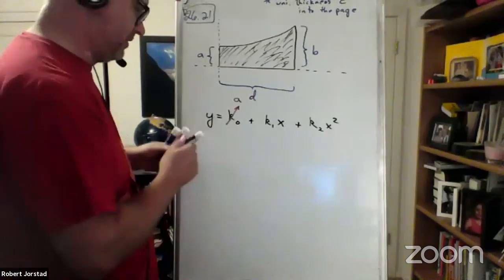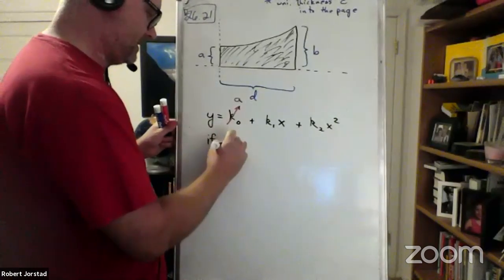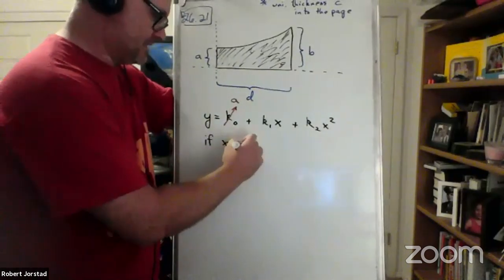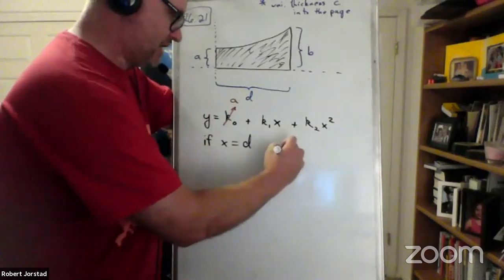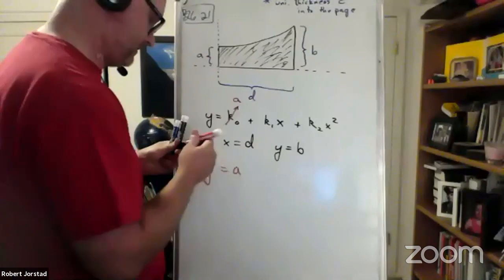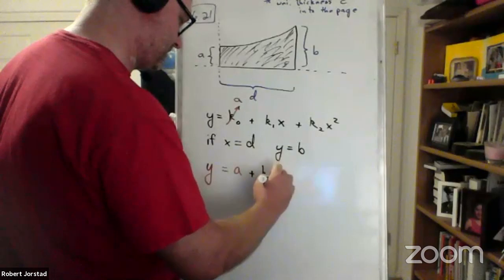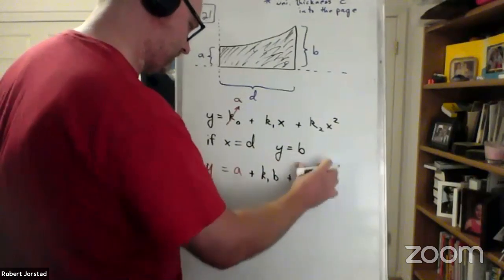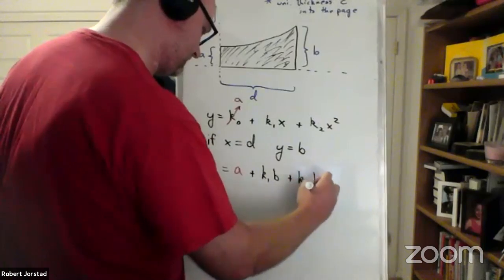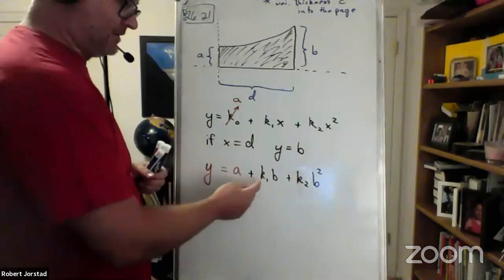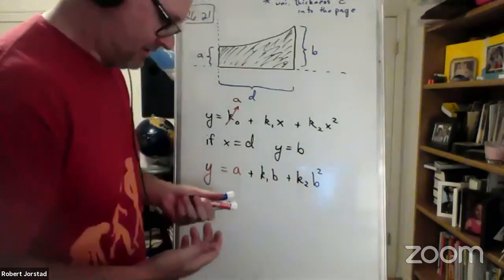Now, we also know, I think this is what you were saying, if x equals d, y should equal b, right? And if we plug that in, now we know that this one is a, plus k1 d plus k2 d squared equals b. I don't know these two. So I need one more piece of information.